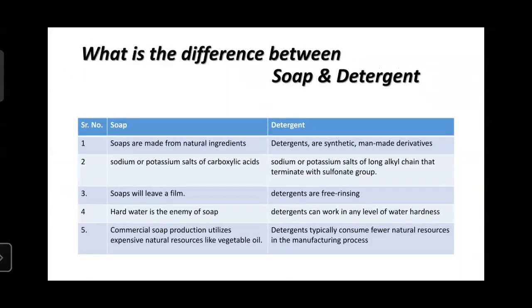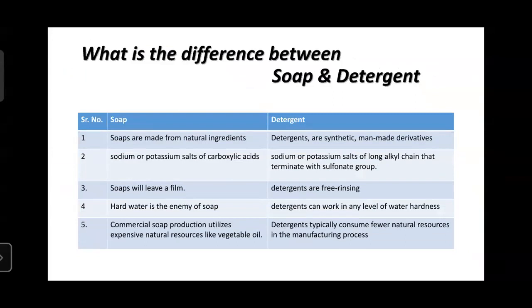Now, what is the difference we have seen between soap and detergent? Soaps are made from natural ingredients and detergents are synthetic, that is man-made derivatives. Sodium or potassium salts of carboxylic acid are called soap, whereas sodium or potassium salts of a long alkyl chain that terminates in a sulfonate group are called a detergent. Soap will leave a film, detergent is free rinsing. Hard water is the enemy of soap, whereas detergent can work in any level of hardness of water. Commercial soap production utilizes various expensive natural resources like vegetable oils, but detergents typically consume fewer natural resources in manufacturing processes.